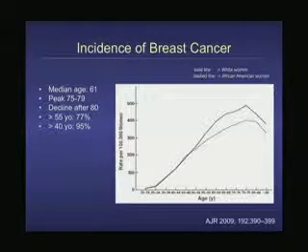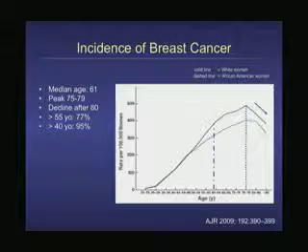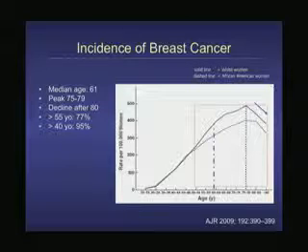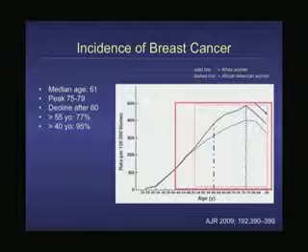So let's look at the incidence of breast cancer. The median age, the average age is 61. The peak age is between 75 and 79, and then after 80, it somewhat declines. If we want to capture 77% of all breast cancer, we'd have to start at 55. But if we wanted to capture 95% of the breast cancer, we'd have to start at 40, okay?